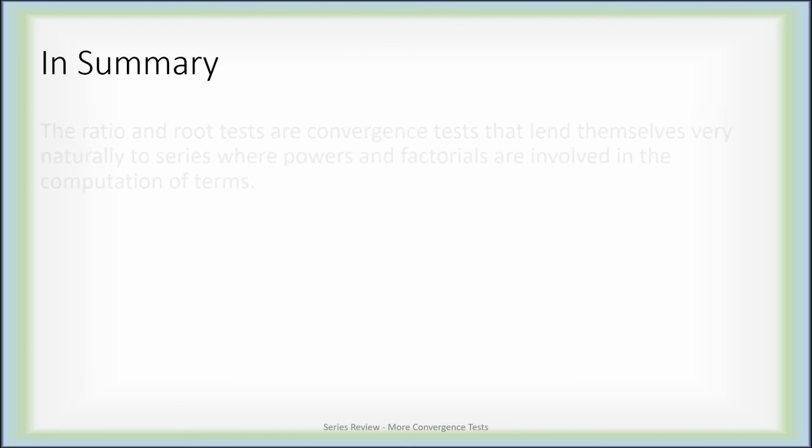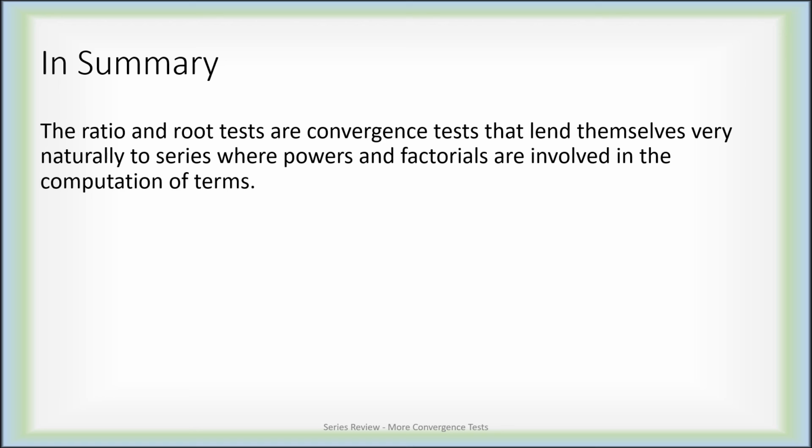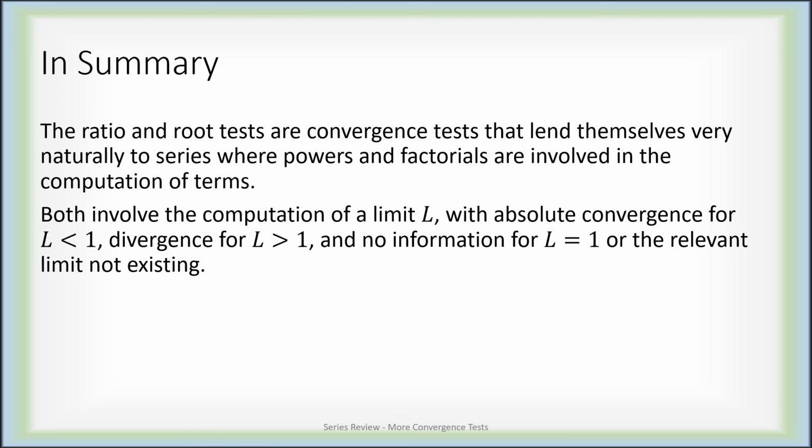Overall then, what did we do? The ratio and root tests are very powerful and useful convergence tests. They lend themselves very naturally to series where there are lots of powers or factorials or exponentials involved in computing terms of the series. Both of them involve computing a limit L. If that limit is less than 1, you get absolute convergence for your series. If the limit is bigger than 1, you get divergence. And if the limit doesn't exist or is equal to 1, you don't get any information about the series converging or not.